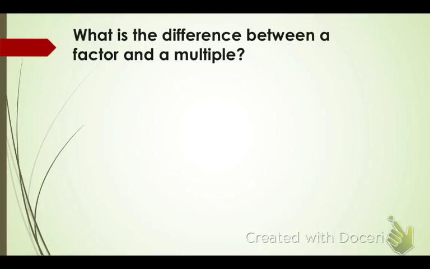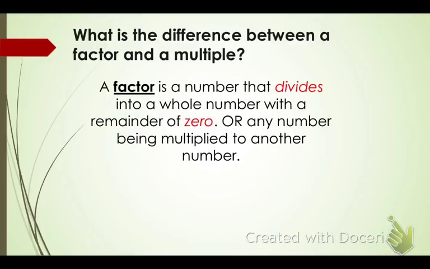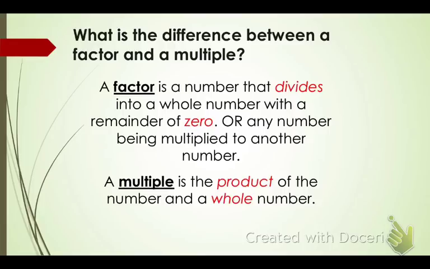So the first thing, at the very, very top, what is the difference between a factor, because we have been finding the greatest common factor, and a multiple? Well, a factor is a number that divides into a whole number with a remainder of 0, or as we've talked about in class, any number that's multiplied to another number. So if you think about it, it's just that number that we use in division. A multiple, however, is the product of a number and a whole number, and you might recognize this as skip counting. So factors are numbers that we multiply together to get an answer, and then multiples are skip counting.